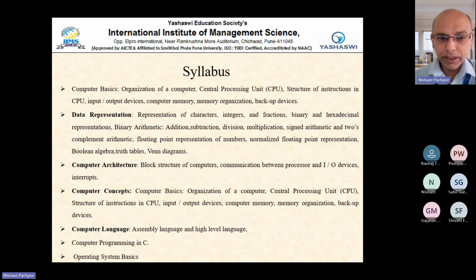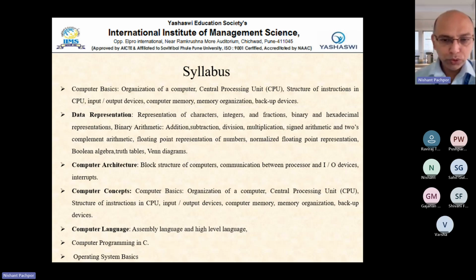Then data representation: how the data is represented in different ways. It can be in integer or number format, it can be text, it can be image. So how to represent your data, that is data representation. I already told you it can be integer, character, fraction, video format, wave format, any different types of formats in which the data is available. That is completely called data.